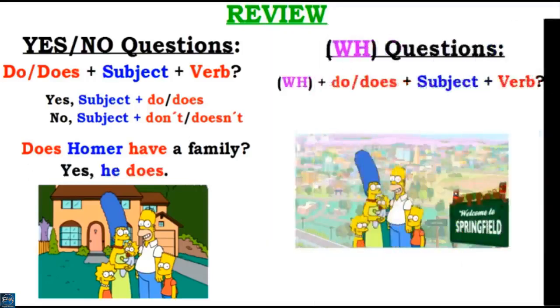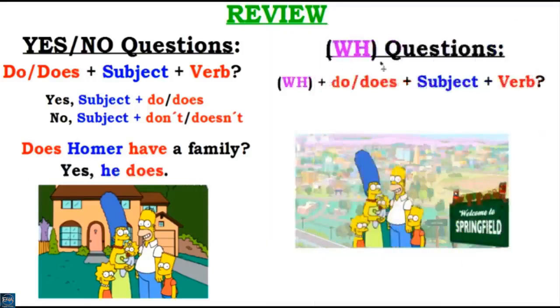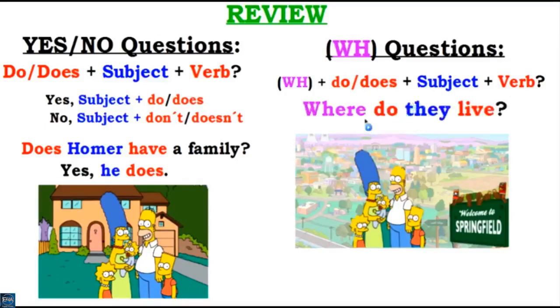And for the WH question, remember, we use a WH question word, do and does, for the auxiliary, the subject, and the verb. For example, where do they live? And of course, the answer is, they live in Springfield.